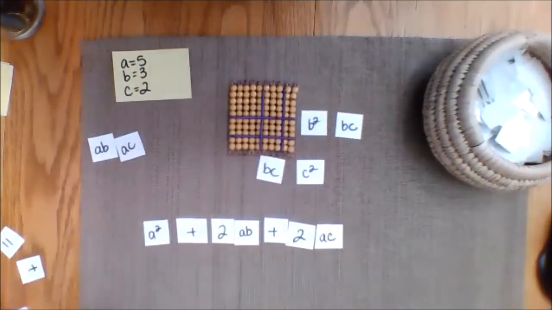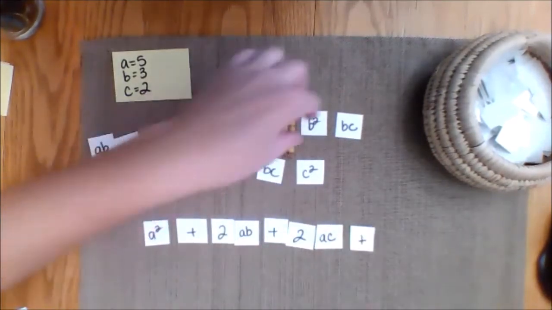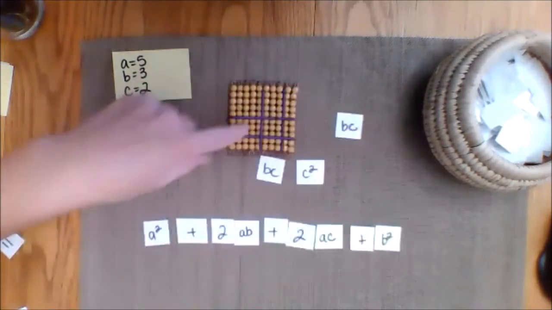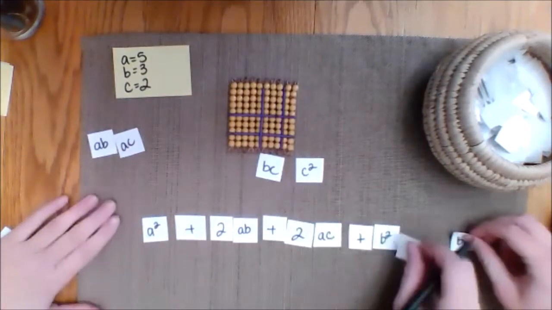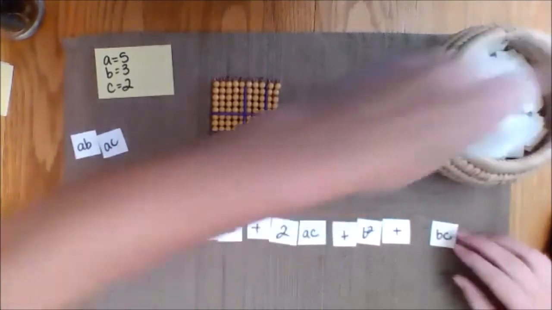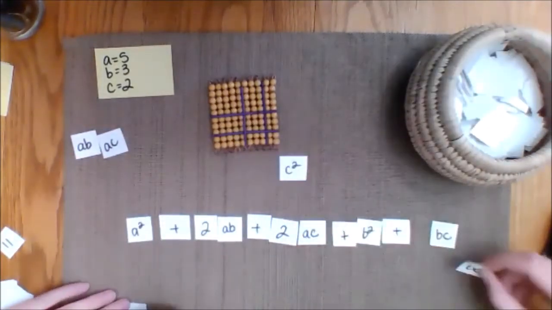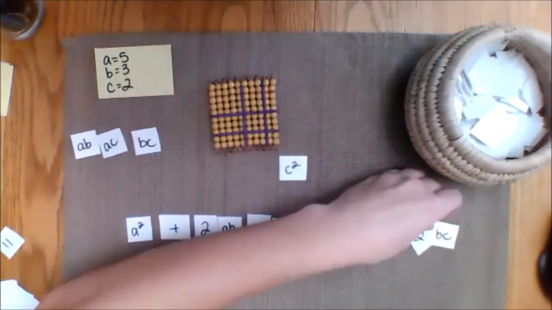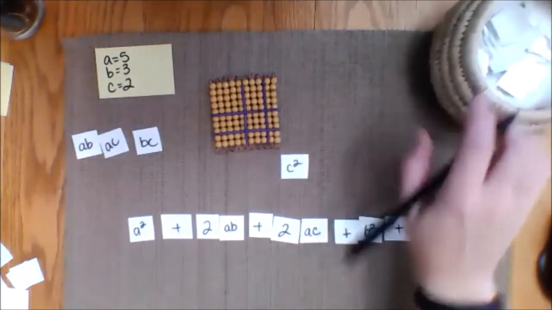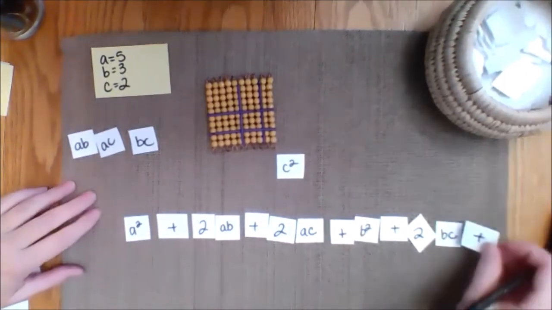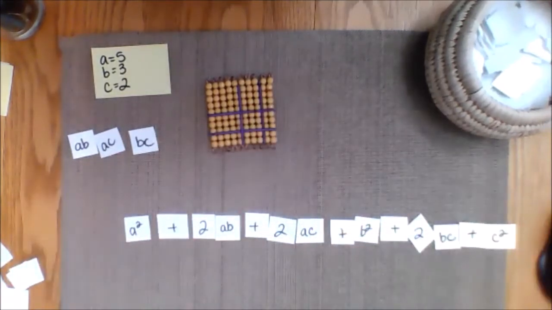2AC plus, well, next is our B squared. Can't forget B squared. Yep, and then now we're at BC. Oh, we need our plus sign. In a trinomial, we need more plus signs. And we have 2 BCs, so we can take one away. 2BC. Okay, plus C squared. Look at that. It is a lot of numbers, but remember a trinomial was 9. So we have less than 9 because we doubled them up.